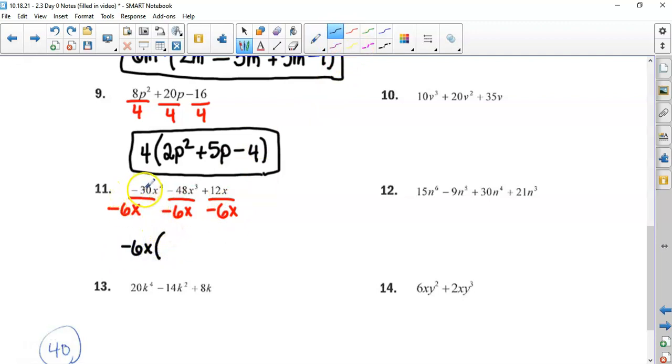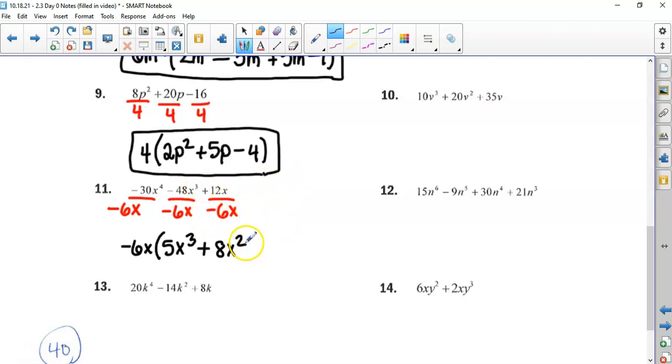What's left? Negative 30 divided by negative 6 is a positive 5. X to the fourth divided by x, x cubed. Negative 48 divided by negative 6 is a positive what? Positive 8. There were 3 x's. You're taking out a single x. That leaves 2 behind. And then we have a positive 12x divided by negative 6x.